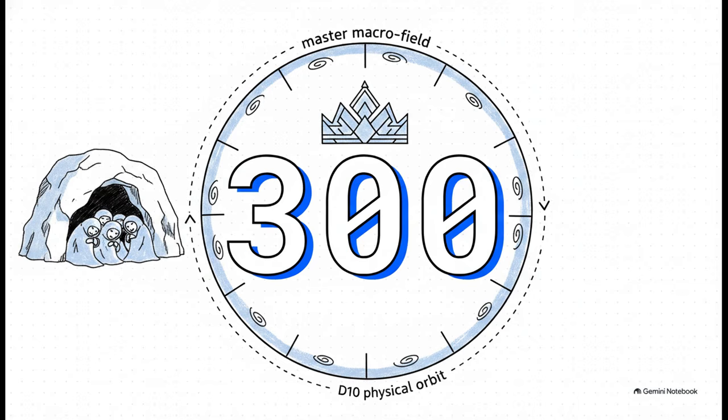Now you might be thinking, is this just philosophical? No way. To prove it, we have to look at the mathematical boundary of this closed field. The text uses specific numbers as load-bearing structural gears, the outer anchors of this universe. For example, verse 18:25 introduces the number 300. In this framework, 300 is the master macro field. It represents the counted, divisible wheel of manifest time, the D10 physical orbit.